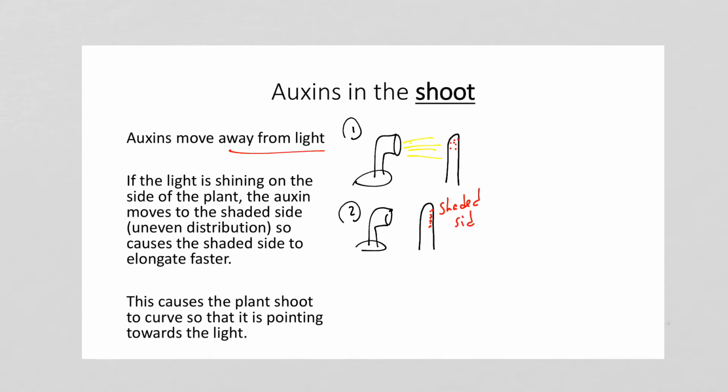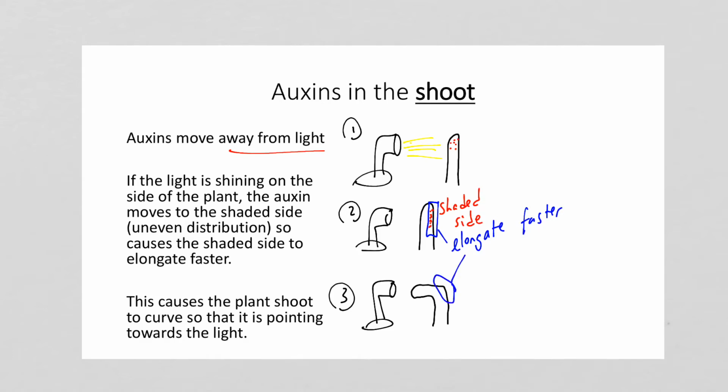So all the auxins are going to accumulate on the shaded side. That means that this side is going to elongate faster than the side with the light on it. What that means is the plant is actually going to curve, because this side has elongated faster than the opposite side. So the plant ends up pointing towards the light.